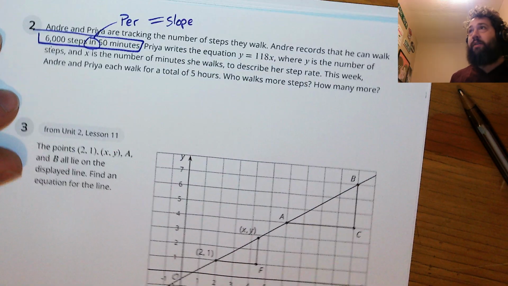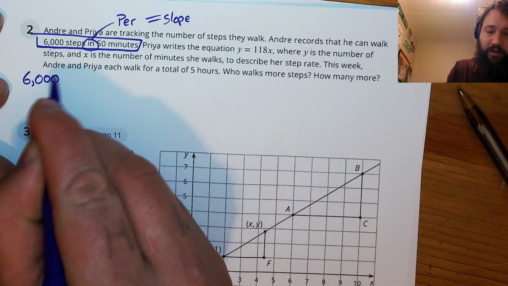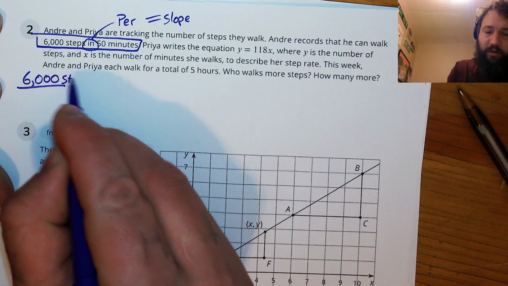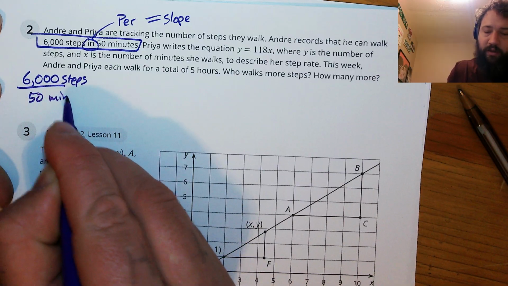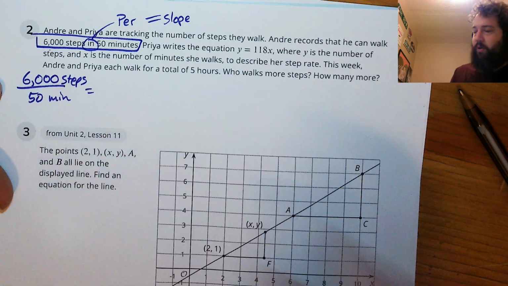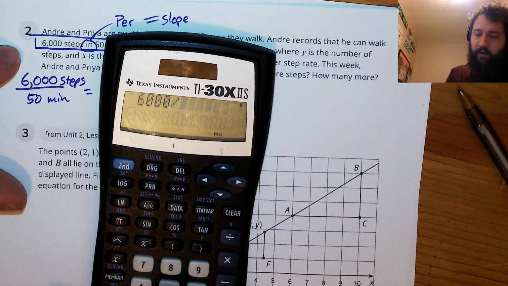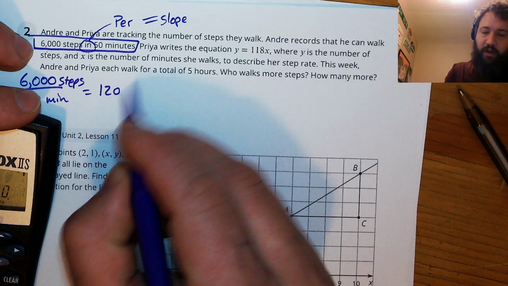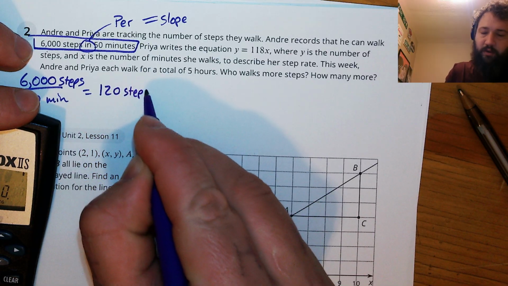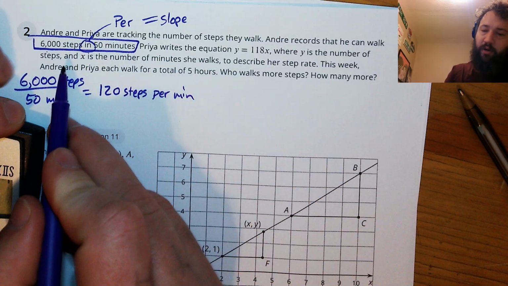So I could set this up. I could say, I have 6,000 steps divided by 50 minutes, and that gives me steps per minute. So I have 6,000 divided by 50, which gives me 120 steps per minute. And that's for, who is that for?